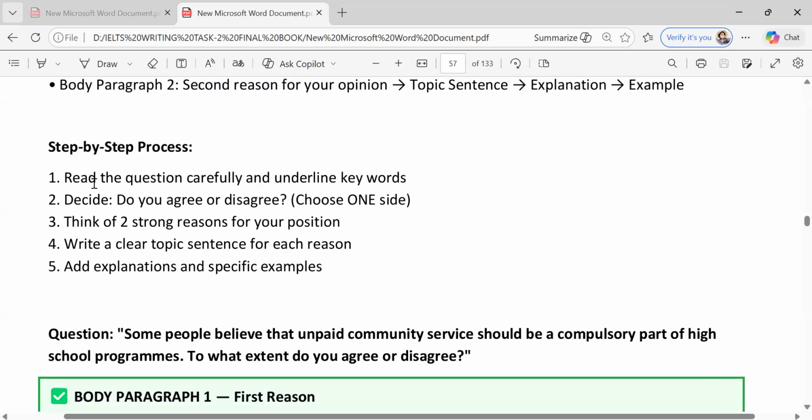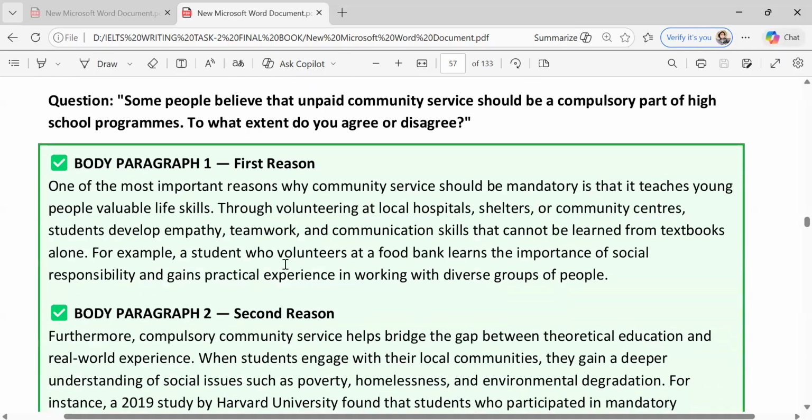Step by step process, we can read the question carefully and underline keywords, decide do you agree or disagree. If you agree and you have mentioned 2 points in your agreement, clear? So those two strong reasons for your position, they are very important. And then write a clear topic sentence for each reason and then explain and give specific examples. Let's take a practical example. This is my question. Some people believe that unpaid community service should be a compulsory part of high school programs. So to what extent do you agree or disagree?